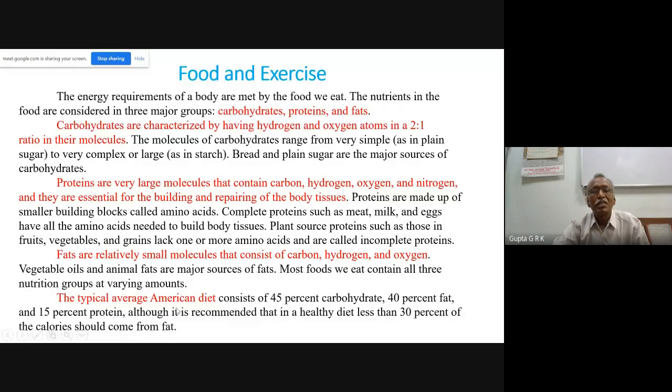So the typical average American diet, because it is an American book, it is given as American diet, consists of 45% carbohydrates, 40% fat and 15% protein, although it is recommended that in a healthy diet, less than 30% of the calories should come from fat. So whatever we are getting from fat should be less.